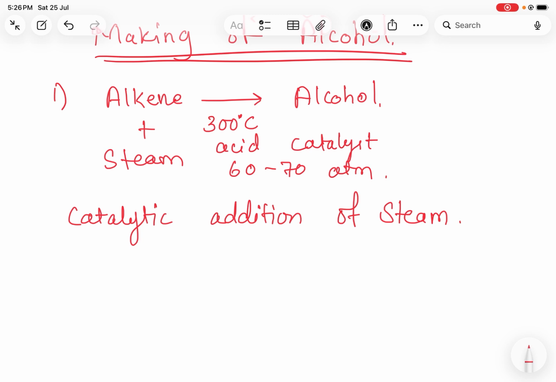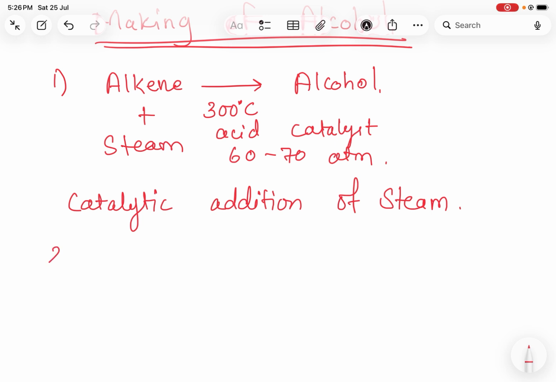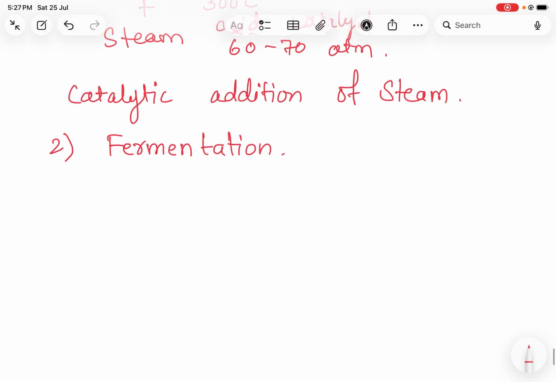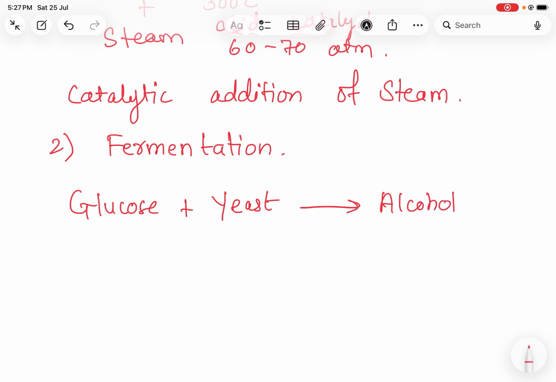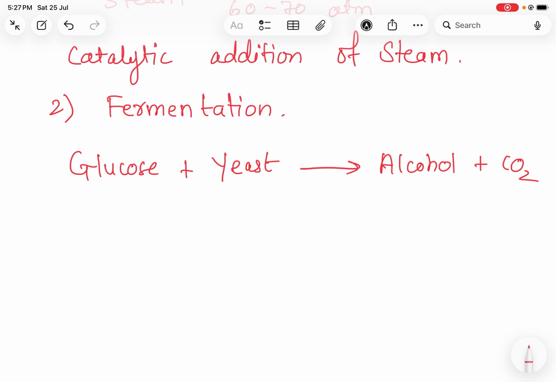We have another way of making alcohol, that is the fermentation method. In this method, we are going to use glucose. So we will have a source of sugar plus yeast, which is going to give us alcohol plus carbon dioxide. This reaction is going to happen at 25 degrees Celsius, and enzymes which are present in yeast are going to catalyze the reaction.